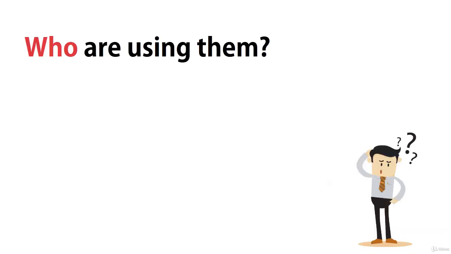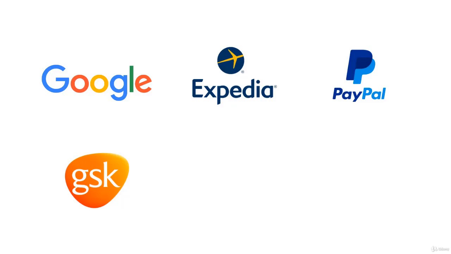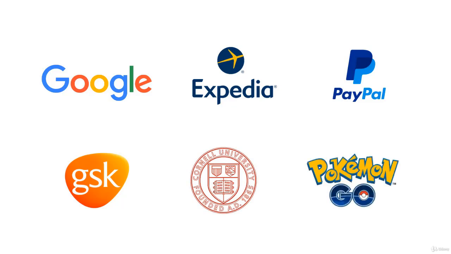But if we relate this to industries, who are actually using containers? Well, Google pioneered using orchestrated containers years ago when they started facing overwhelming amount of data. These days, companies like Expedia, PayPal, and GlaxoSmithKline are voluntarily providing themselves as references and case studies. Apart from them, educational institutions like Cornell University and gaming giants like Niantic, which became a huge success after Pokemon Go, are all using containers. Companies are gradually migrating to containers.